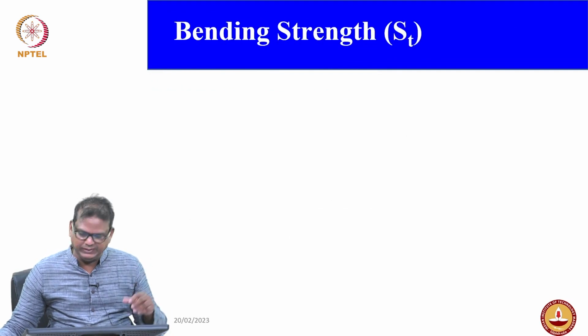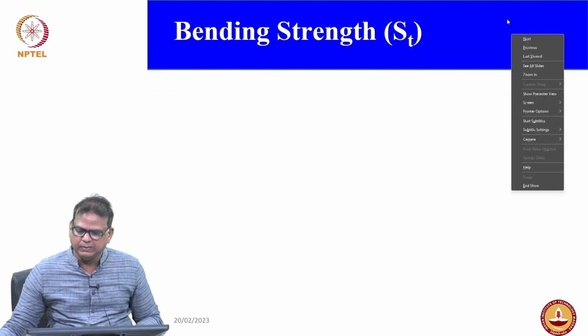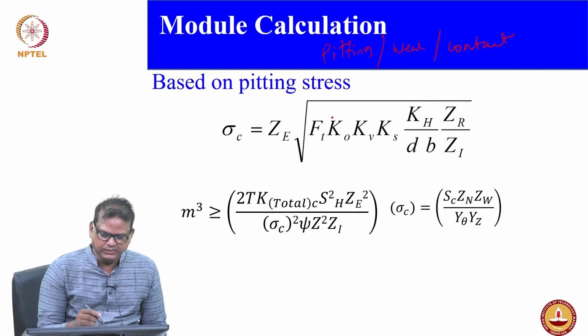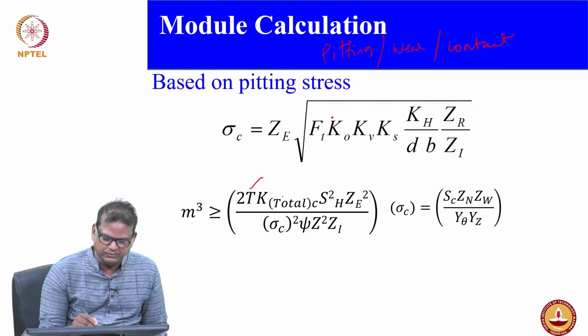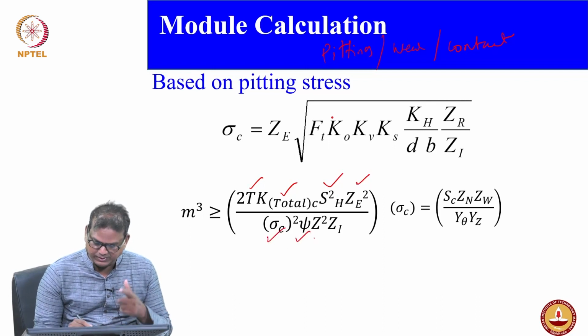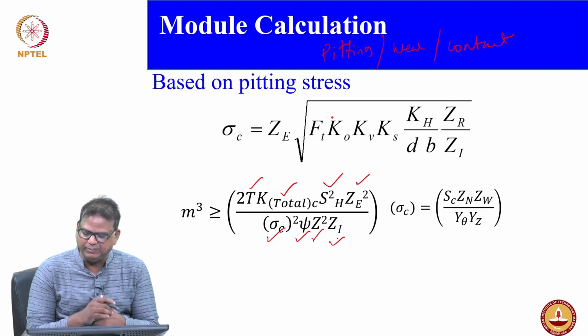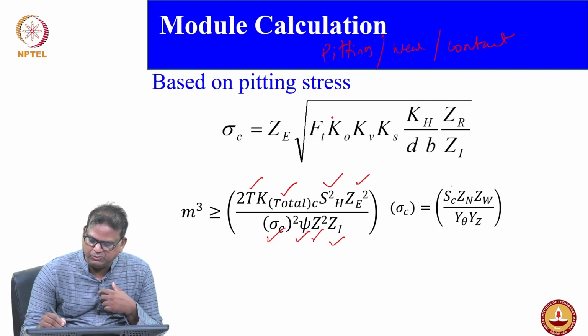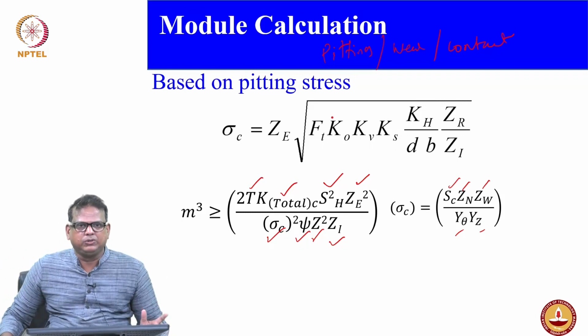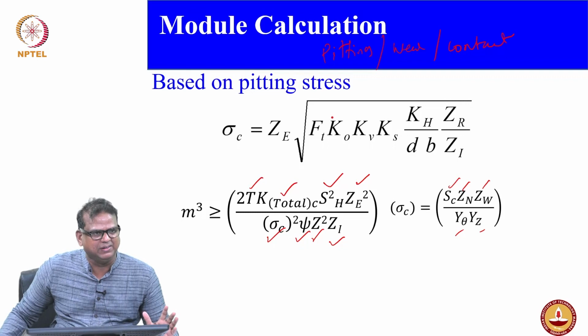So now we will go for each and every aspect. If I look at the previous slides, we should know what is the torque value, k total, the factor of safety, z square, sigma c whole square, psi values, your number of teeth, and another geometry factor. Similarly, we should know what is that SC corresponding Zn, Zw, y theta, y z. These factors we should know. This is applicable both bending as well as pitting.